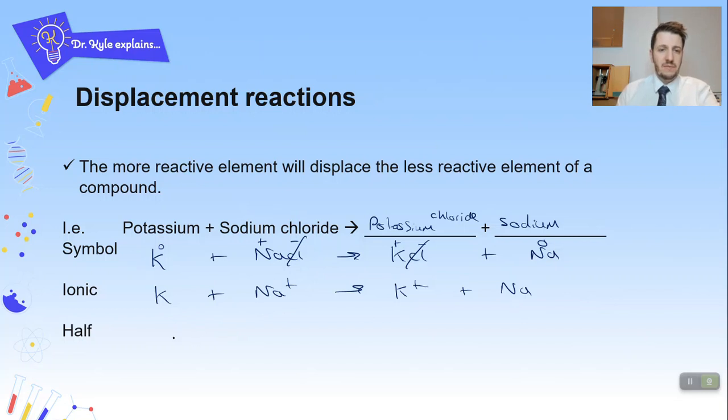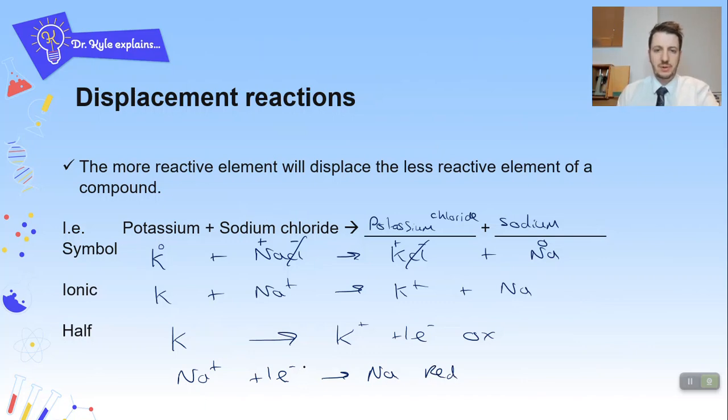Then we look at our half equation. And so K is going to K plus 1 electron because it's lost an electron. So therefore it is oxidized. And then our sodium ion is gaining 1 electron to form sodium metal. And so that is being reduced in its displacement reaction. Really well done if you followed that through.